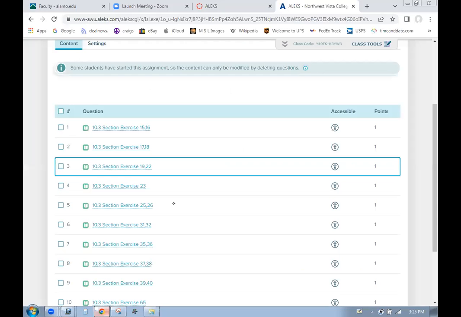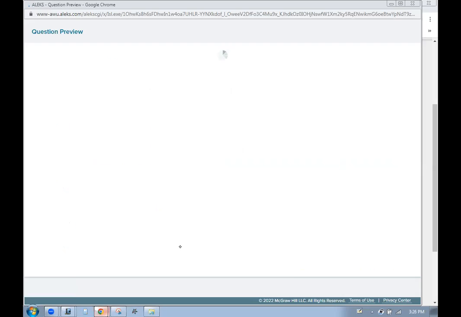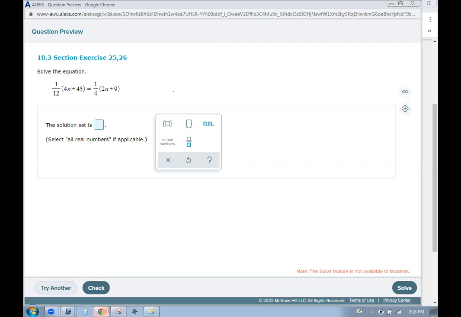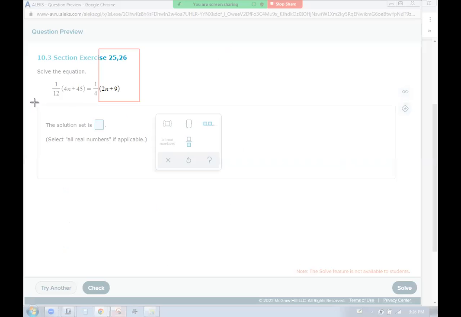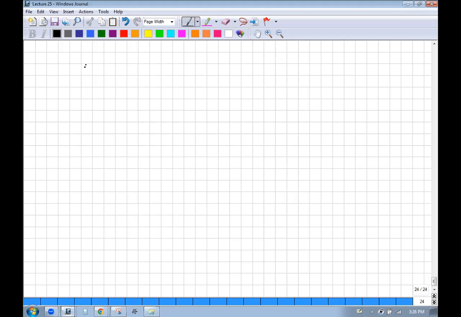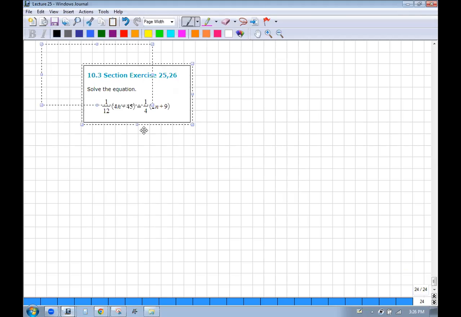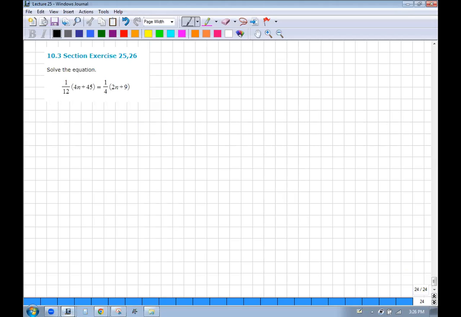23. Oh, this one has fractions again. I bet I can get rid of those fractions, same way I got rid of them last time. Let's multiply everything by 12. Both sides. 12 over 12 is 1. 12 over 4 is 3.